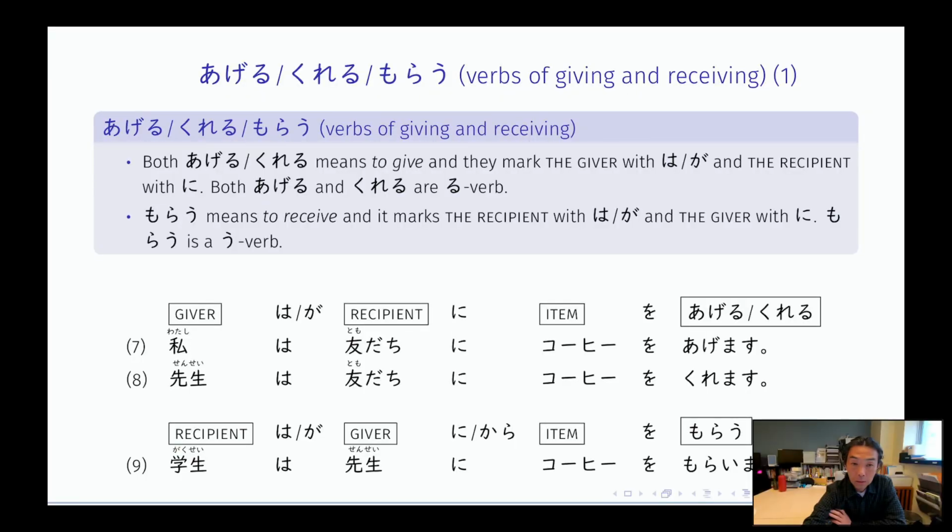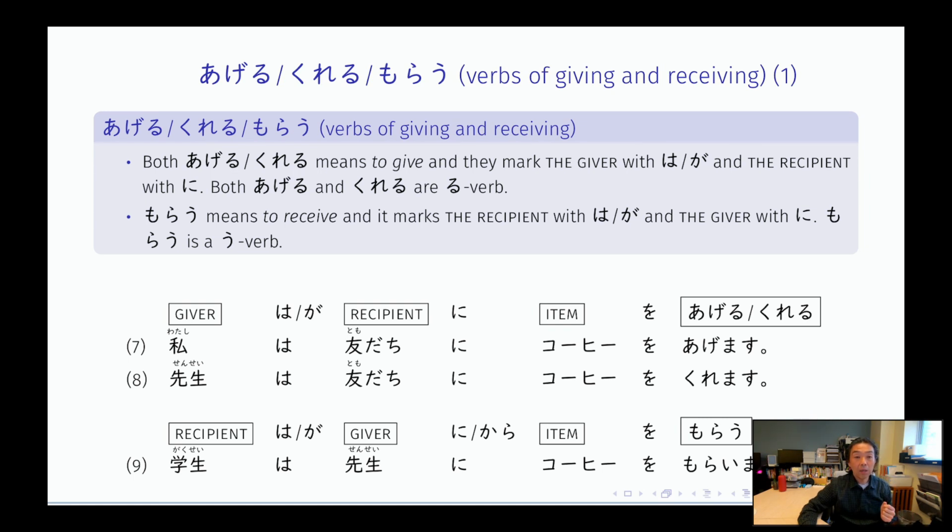Today we are going to talk about ageru, kureru, and morau. Okay, so ageru, kureru, morau is one of the most notorious grammar points in Japanese. People consider this one of the most challenging grammar units for the intermediate level. And the translation of ageru, kureru, morau is giving, to give and to receive.